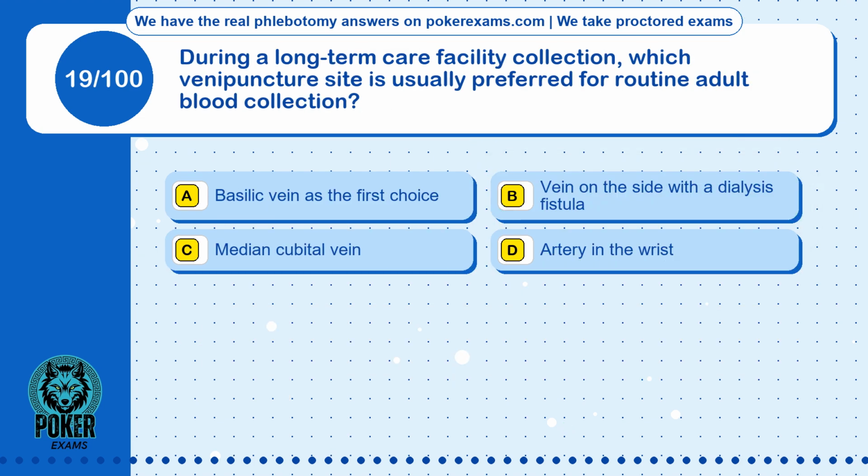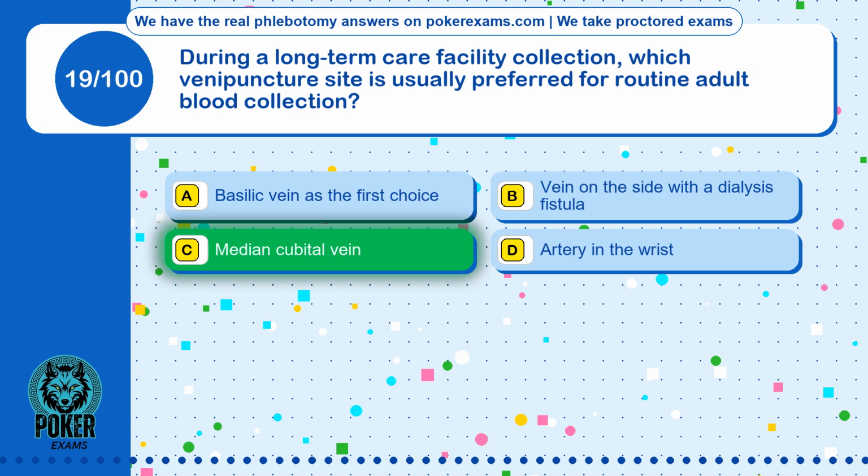Question 19. During a long-term care facility collection, which venipuncture site is usually preferred for routine adult blood collection? Option A. Basilic vein as the first choice. Option B. Vein on the side with a dialysis fistula. Option C. Median cubital vein. Option D. Artery in the wrist.